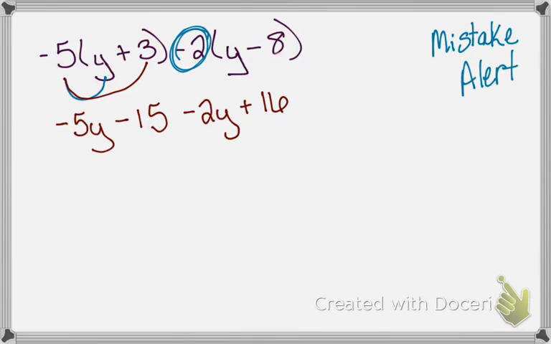Okay? Negative 5y and negative 2y can be combined. Then I have negative 15, positive 16. Which has the greater absolute value? 16. So my answer is going to be plus 1. Oh, yes, you're right, plus 1. Good job.